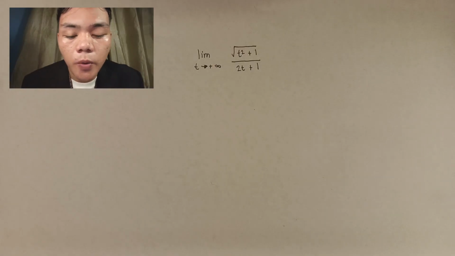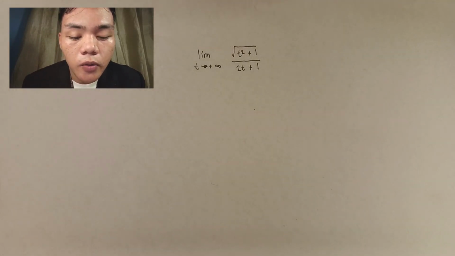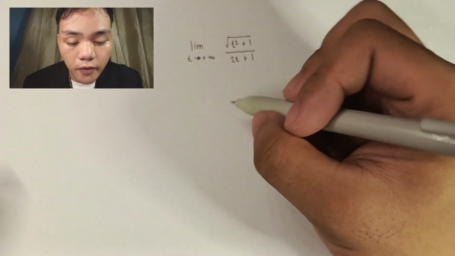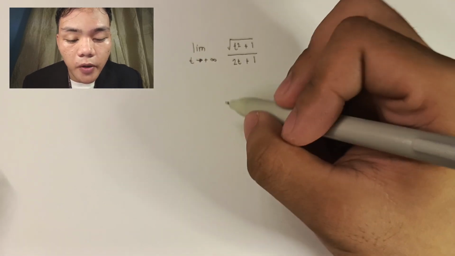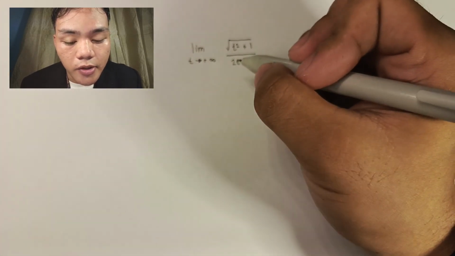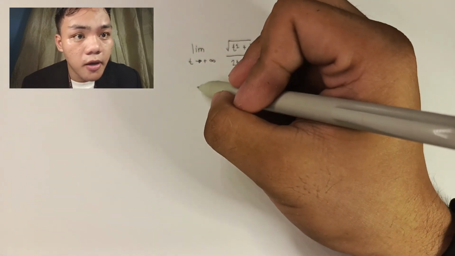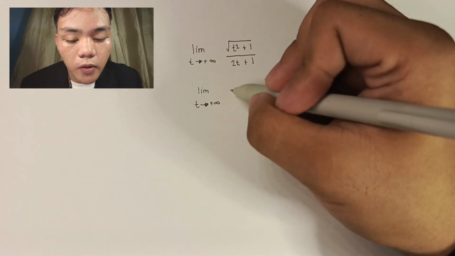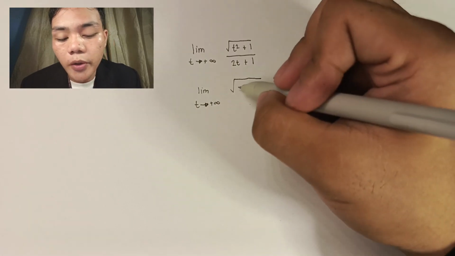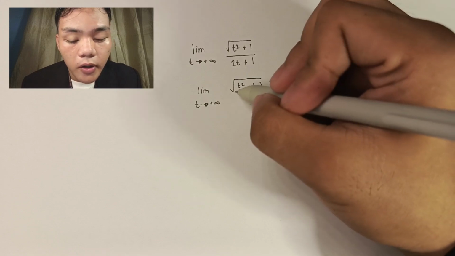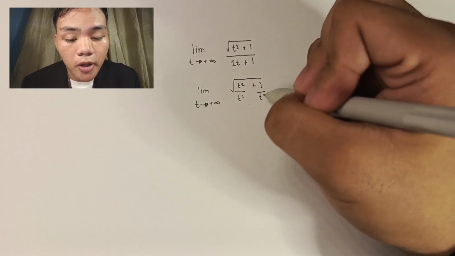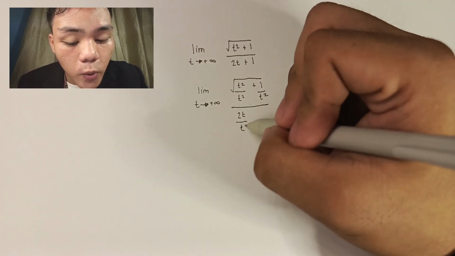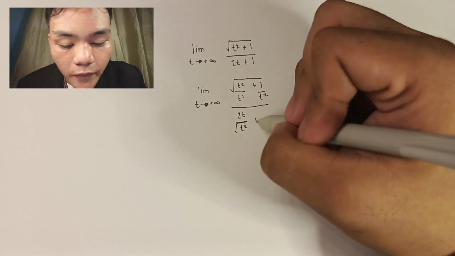So for the next example, we have the limit of square root of t squared plus 1 over 2t plus 1 as t approaches positive infinity. For the first step, we'll find which variable has the highest degree, which is the t squared. So we'll put that as our denominator for every term. So we'll have square root of t squared over t squared plus 1 over t squared, over 2t over, let's copy the square root, square root of t squared plus 1 over square root of t squared.